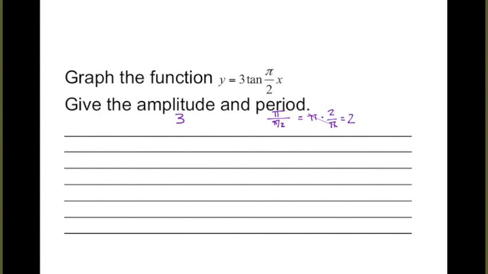Then our asymptotes are going to be at half of that, or 1. The asymptotes are at half of the period.